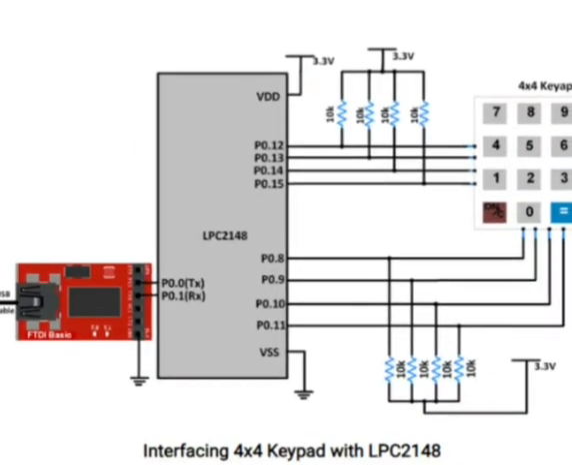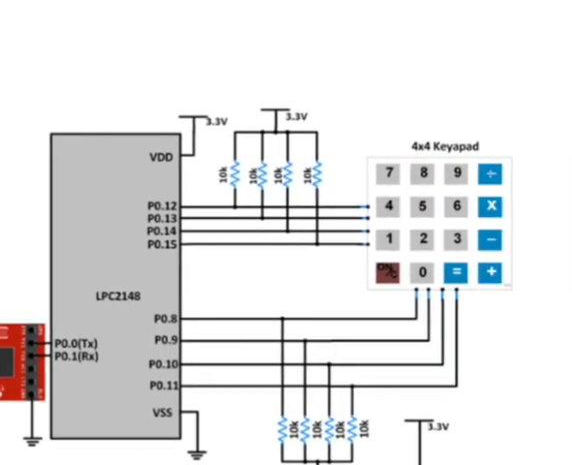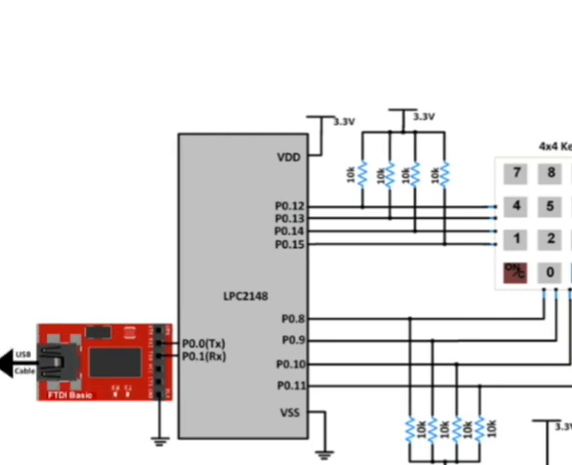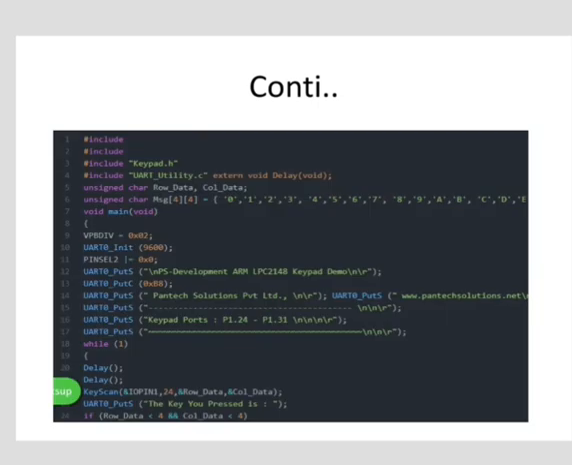So here LPC2148 is connected to the 4x4 keypad using pins P0.8, P0.9, P0.10, P0.11. So these 4 pins are connected to the 4x4 keypad. Also P0.12, 13, 14, 15 are connected to the keypad. A 3.3 volt supply is given to LPC2148.